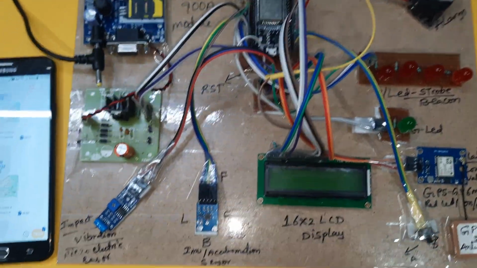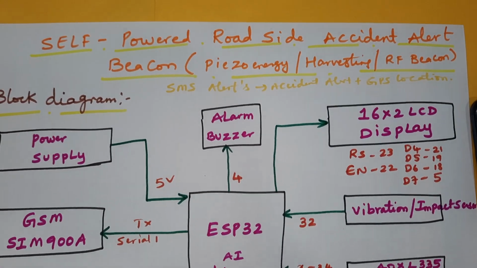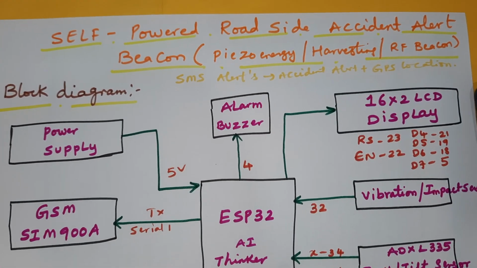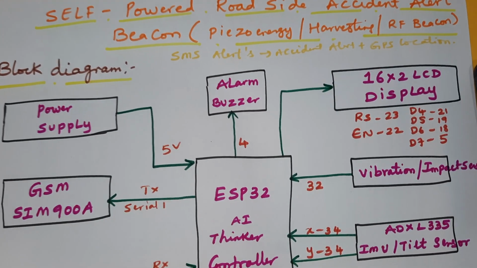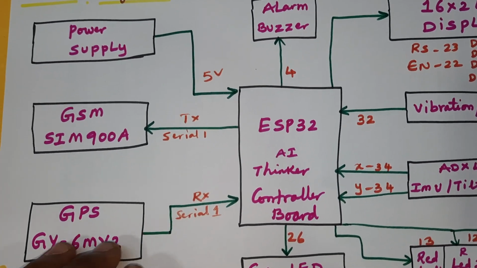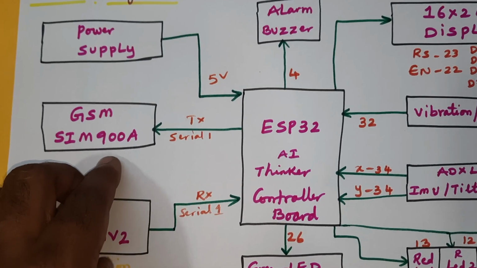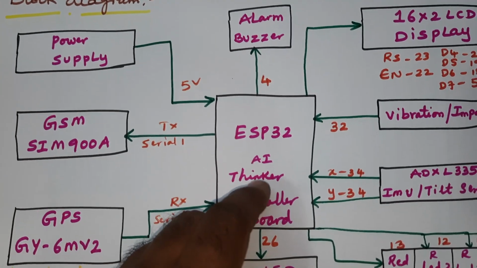The project title is Self-Powered Roadside Accident Alert Beacon. Mainly, when any roadside accident is detected, a light should automatically turn on. It will use GSM and GPS. GPS will track the latitude and longitude, and it will send predefined SMS alerts. We fixed two mobile numbers.